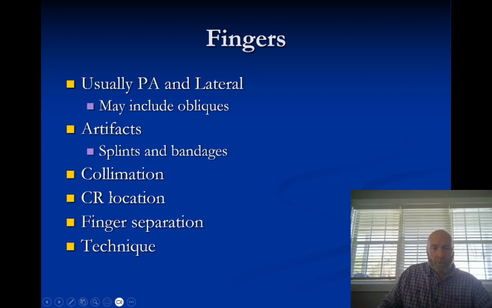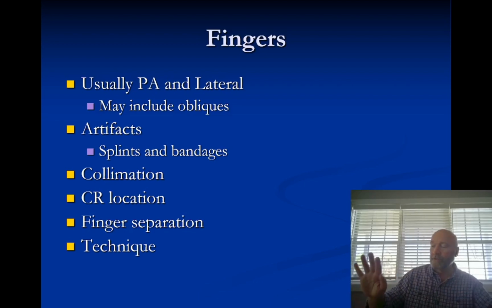So what we want is the central ray in the center of the anatomy, and the collimation opened up to just include the distal end of the adjacent anatomy. So in the fingers, that would be the distal end of the metacarpal.